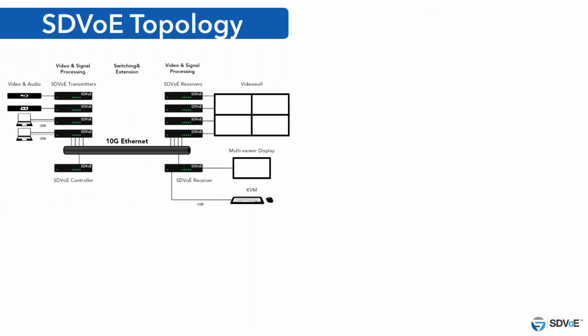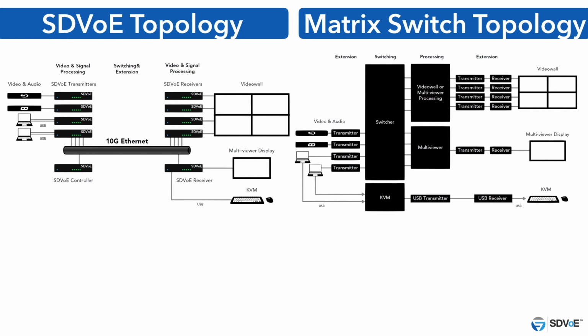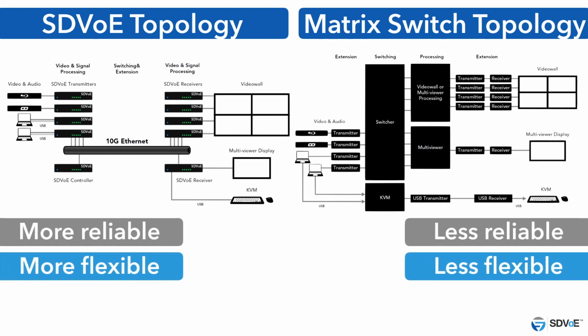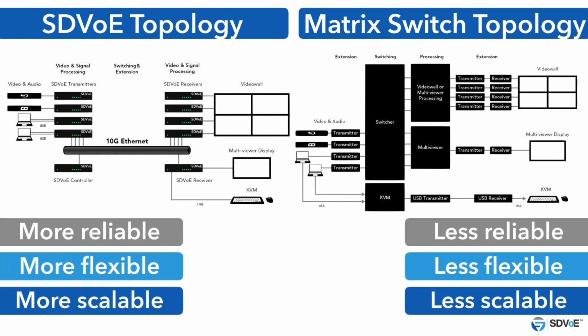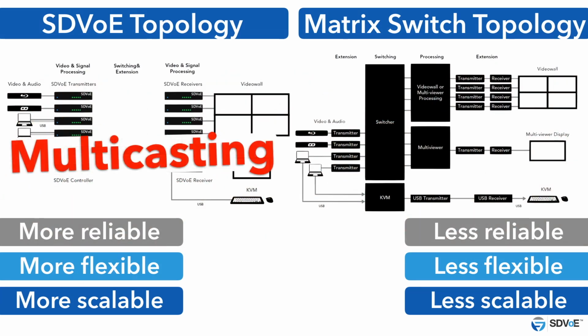We now know that networks use packet switching as the method of getting data from one host to another, and matrix switches use older circuit switching technology to do the same thing. We also know that packet switching is far more reliable, more flexible, and more scalable than its circuit switching counterpart. And we hear the term multicasting used time and time again when describing video over IP. But what does multicasting actually mean?